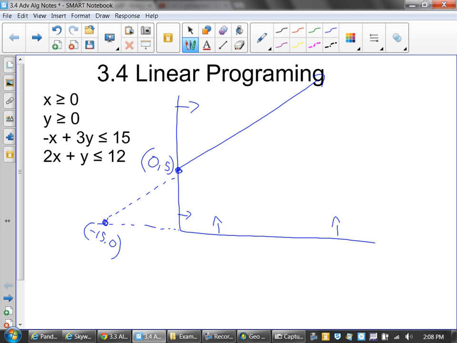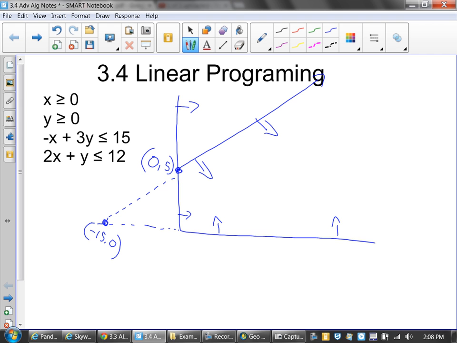Now I have to figure out how to shade that. So, do I go through the origin? No. What's 0 plus 0? 0. Is it smaller than 15? Yes. So I know it's going this direction. Okay? So as of right now, I've got this bounded region that's in here.